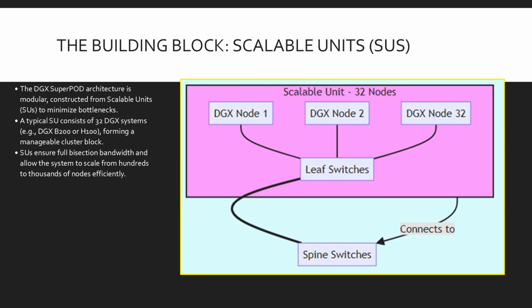Now, let's look at how we construct this factory. We don't just rack servers randomly. We build using scalable units or SUs. Think of an SU as a Lego brick for supercomputing. For example, in a DGX SuperPOD, an SU might consist of 32 DGX systems. By designing in these blocks, we ensure that the network topology within the block, the compute fabric, is optimized for maximum bandwidth before we even connect to the larger data center spine. This modularity allows us to predict power, cooling, and cabling needs accurately.